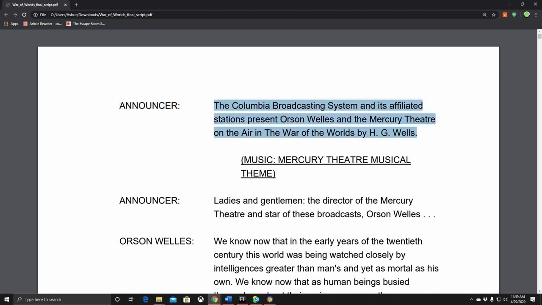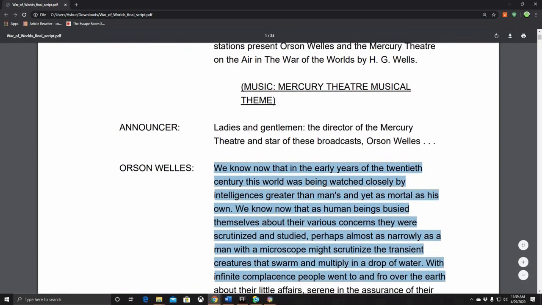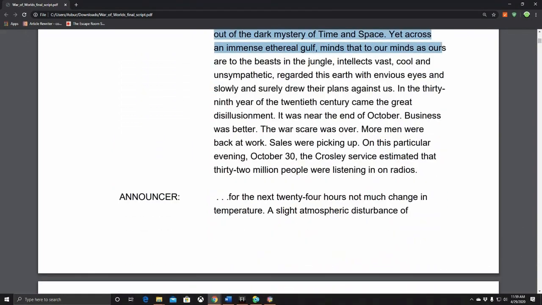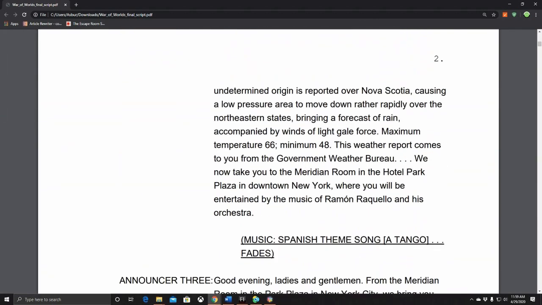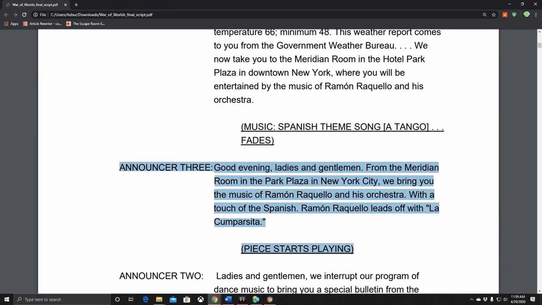Now here we can see that our play starts with an announcer. You can see his dialogue right here. Next, we have a technical direction showing us that the theme music plays, and then a lengthy monologue here by Orson Welles, who introduces the story, and then another line by the announcer, some more music, and then a different announcer, that's a different character, and so on.